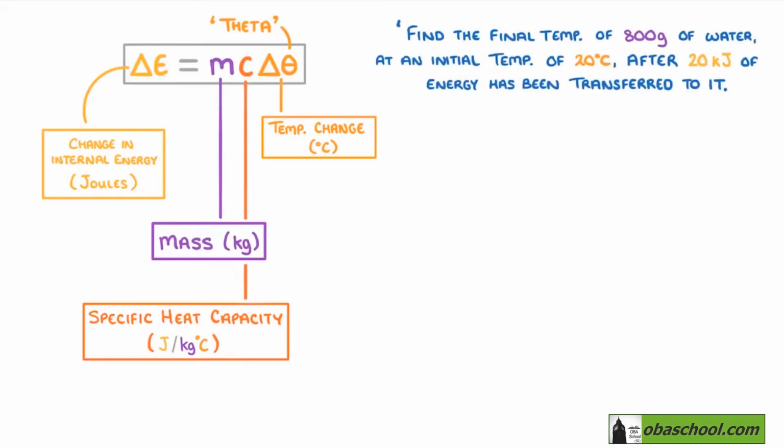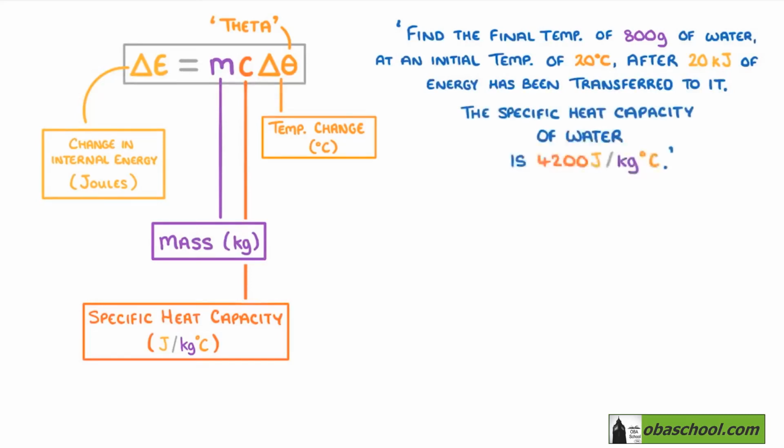Find the final temperature of 800 grams of water at an initial temperature of 20 degrees after 20 kilojoules of energy has been transferred to it. As we know, the specific heat capacity of water is 4,200 joules per kilogram per degree Celsius. Note that the specific heat capacity of a given substance is constant.